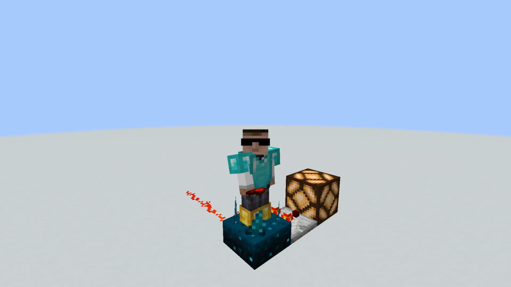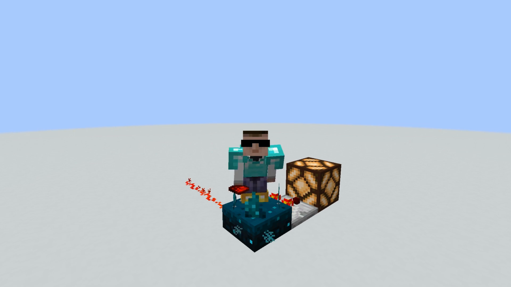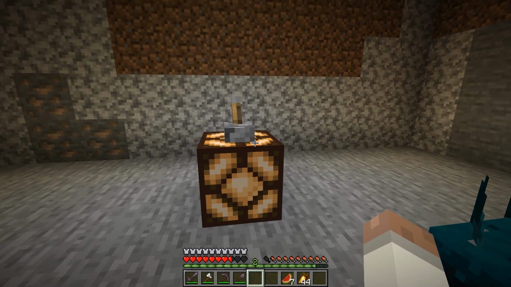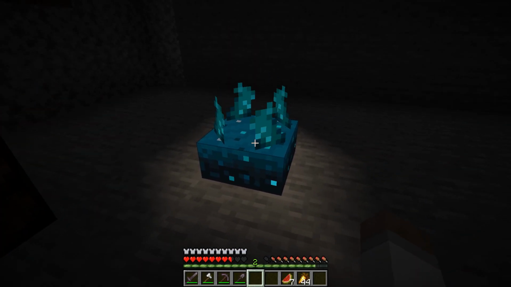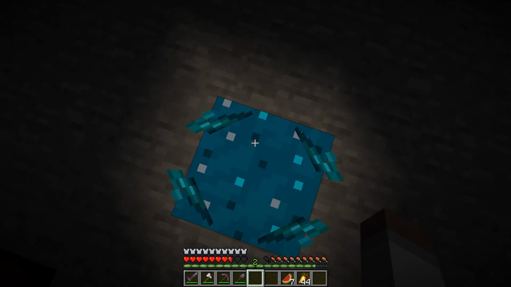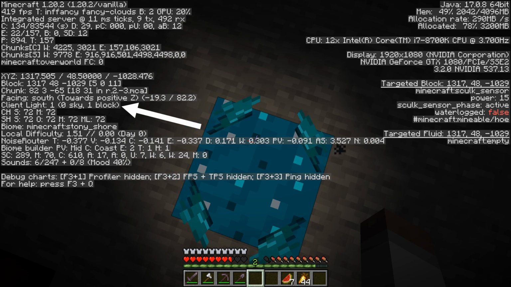Standing directly on a Sculk sensor will cause the Sculk sensor to continuously activate, even if the player is sneaking. It may not look like it, but a Sculk sensor outputs a light level of 1 regardless if it's being activated.